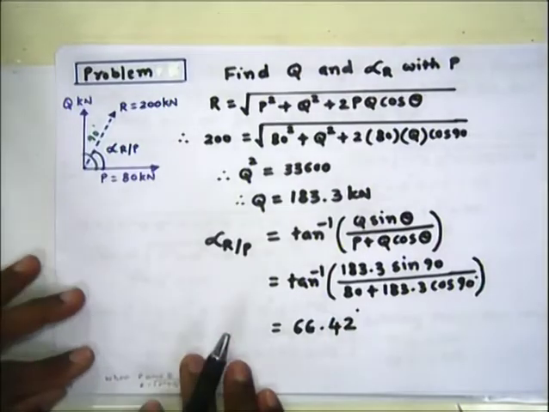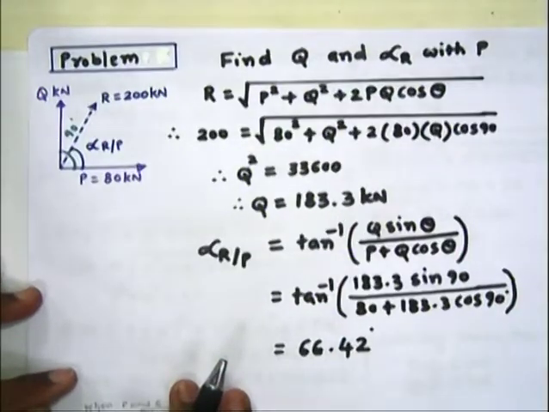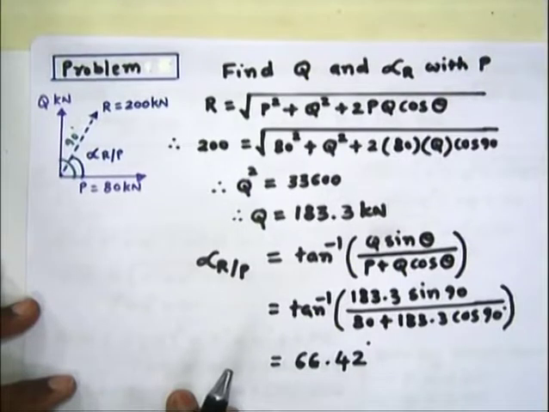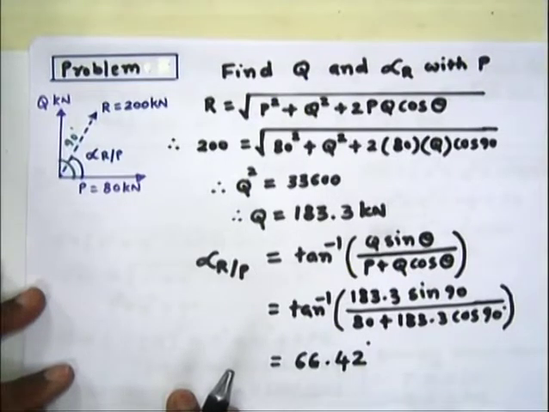Now next problem, here you are asked to find Q and alpha, given the resultant R with P. The figure is already given, in which P is 80 kilonewton and Q is unknown, but the resultant of P and Q is given as 200 kilonewton, and the angle between P and Q is given as 90 degree. So you are asked to find the unknown force Q and the angle of the resultant force with P.